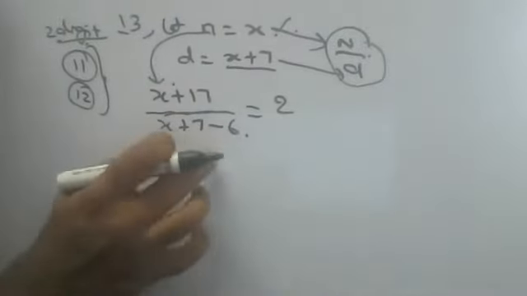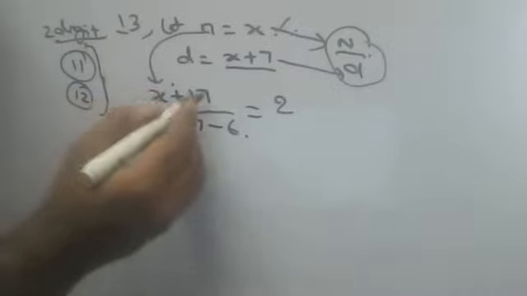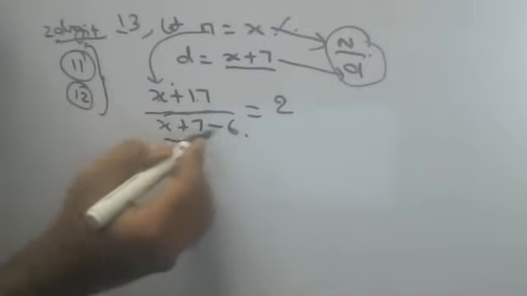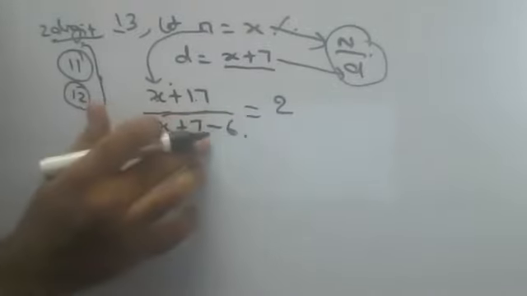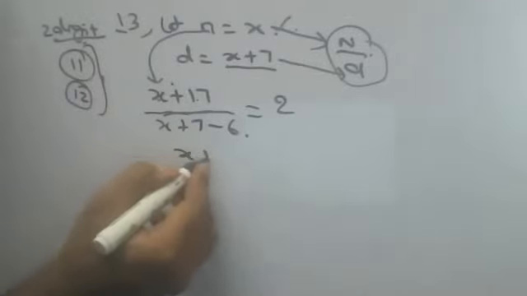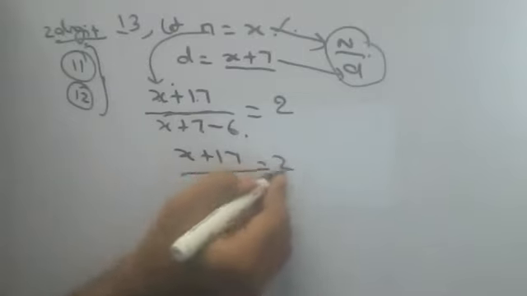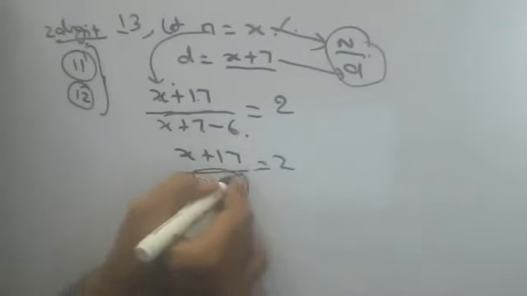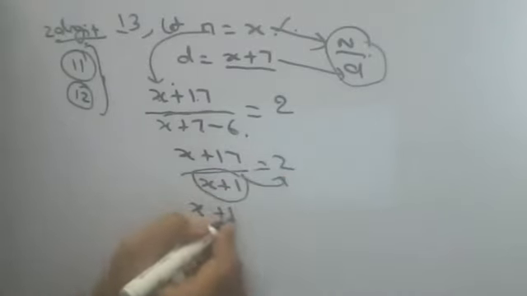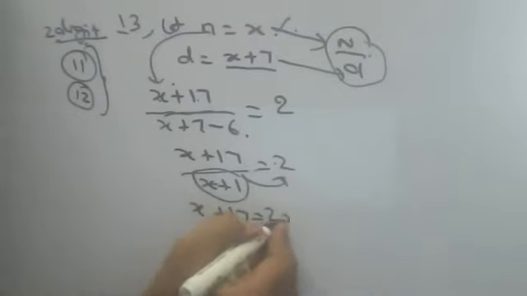Now he gave one condition. Numerator is increased by 17 and denominator is decreased by 6. The new number is 2. New number means new fraction. x plus 17 by x plus 7 minus 6, that is 1, is equal to 2. Okay, children? Bring all in here. x plus 17 is equal to 2 into x plus 1, that is 2x plus 2.